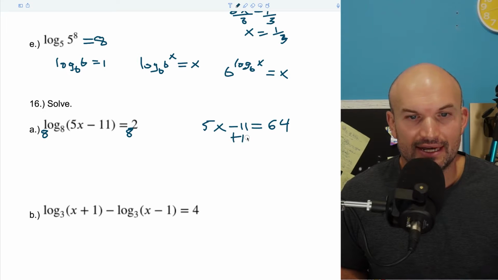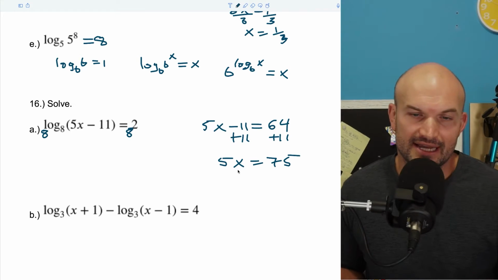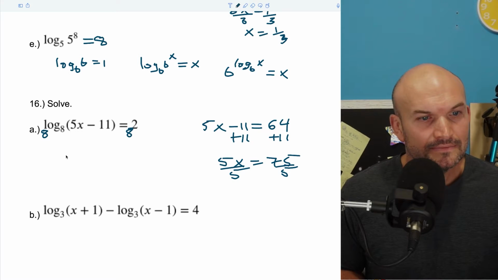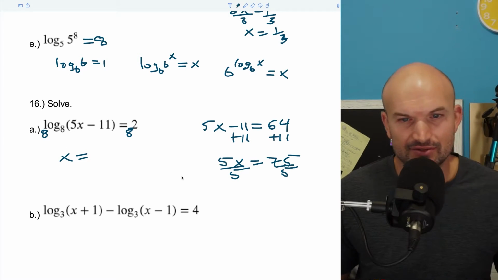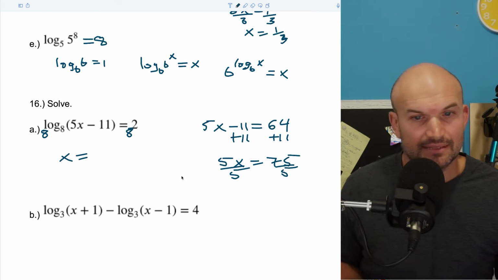Now I can just add 11 on both sides, and I get 5x is going to equal 75. And now I can just say, how many times does 5 go into 75? So I can divide by 5 on both sides. In this case, I'm going to get x equals, let's see, 5 goes into 50 ten times, so that'd be 15.